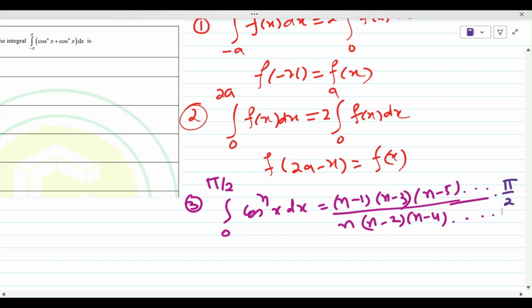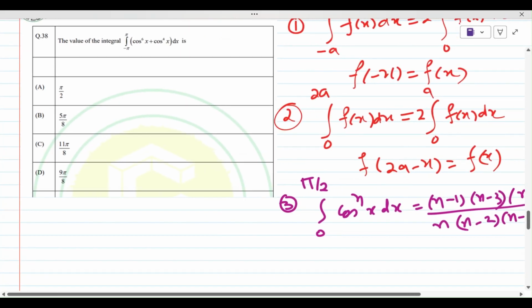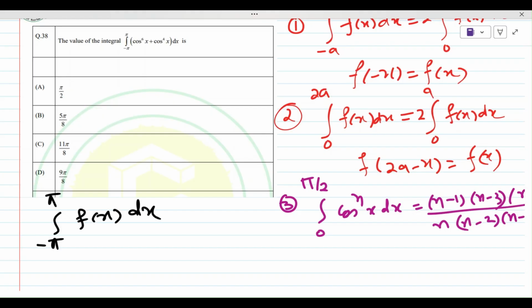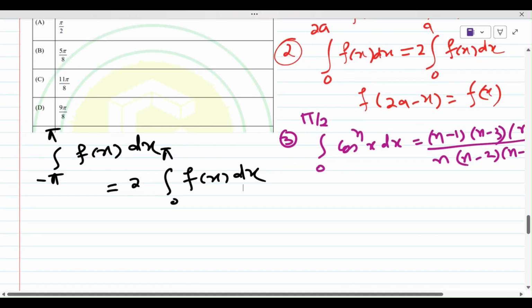So how are we going to use these formulas in this integral? The integral given to you is from minus pi to pi of f of x dx. Here f of x is cos raised to power 6x plus cos raised to power 4x. As we know, the cos function is always an even function, so we can write this integral as twice the integral from 0 to pi of f of x dx. Now how are we going to use the second formula?